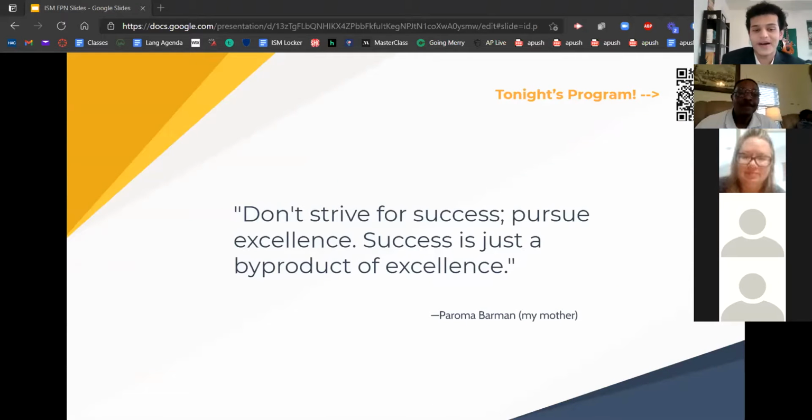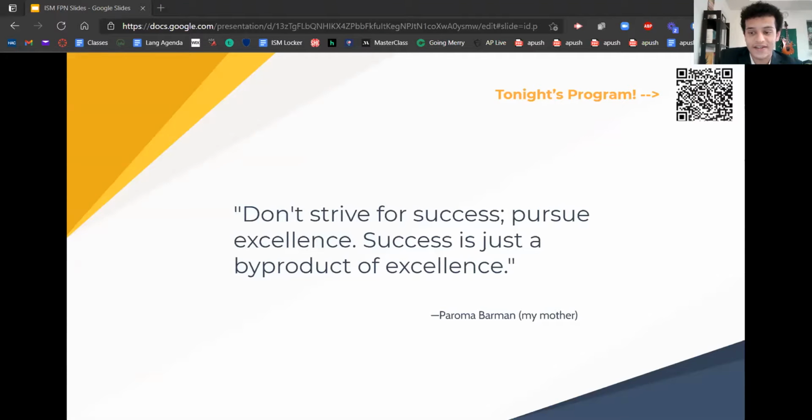This is a quote by my mom, actually, that I really strive to follow this year. Don't strive for success, pursue excellence. Success is just a byproduct of excellence. This quote really allowed me to focus on the task at hand, be it a research paper, a computer program, or even just a weekly blog post. Instead of distracting myself with the high expectations of a good result, I could focus on my task.